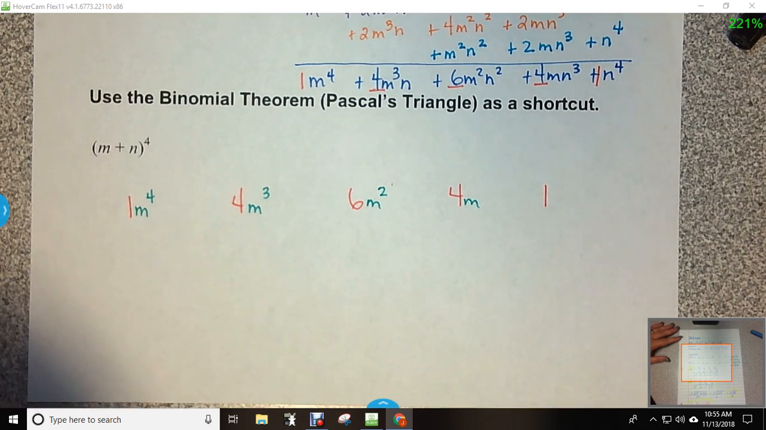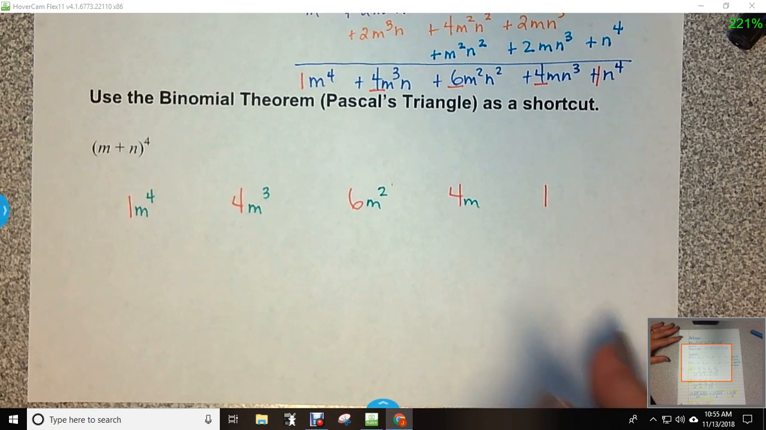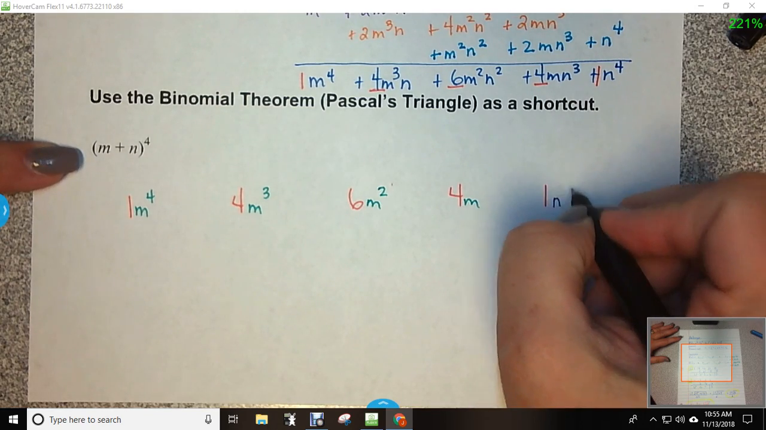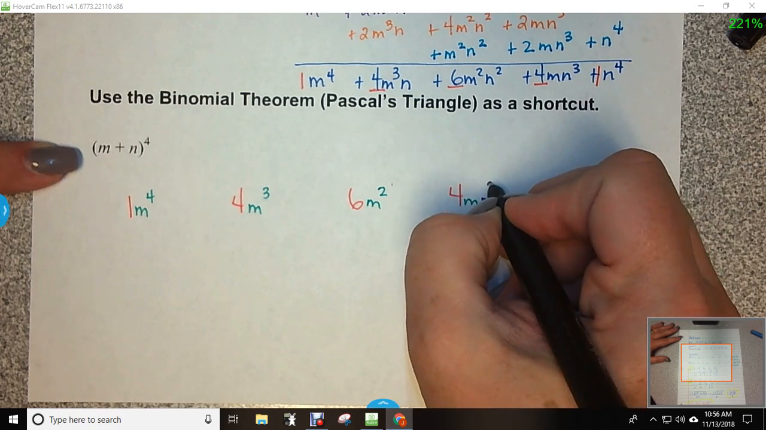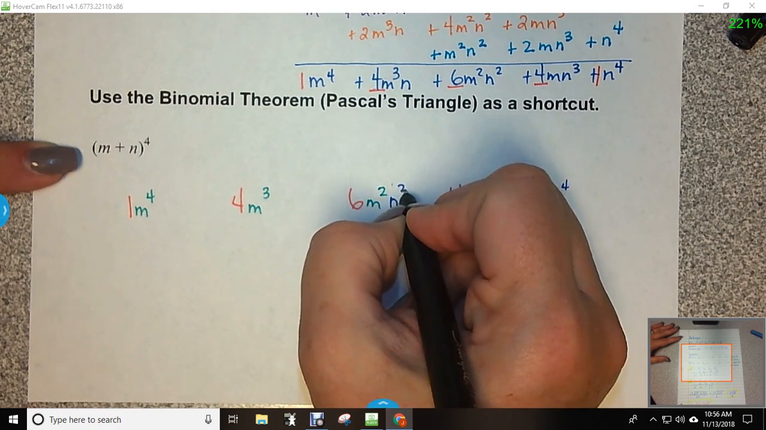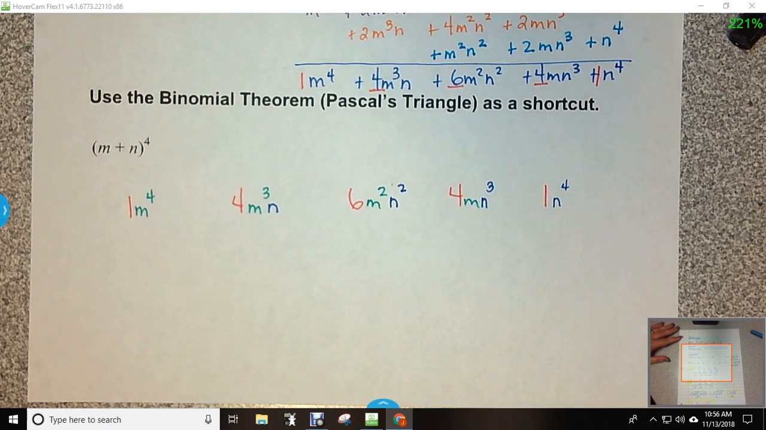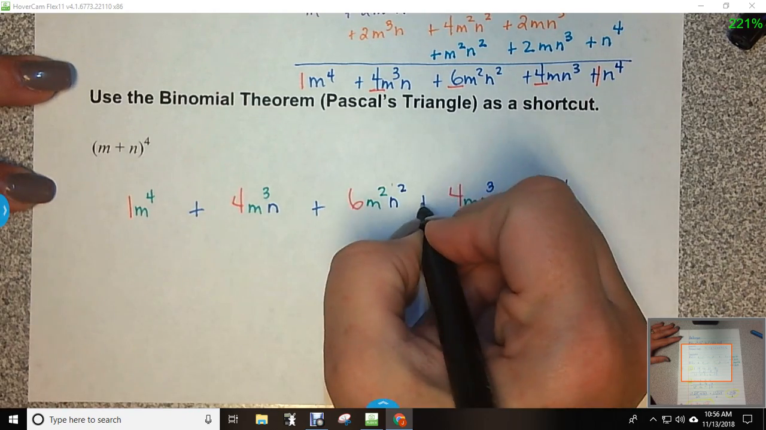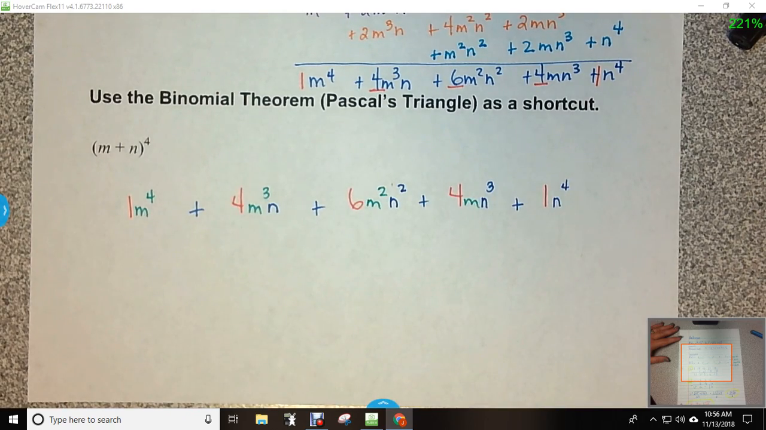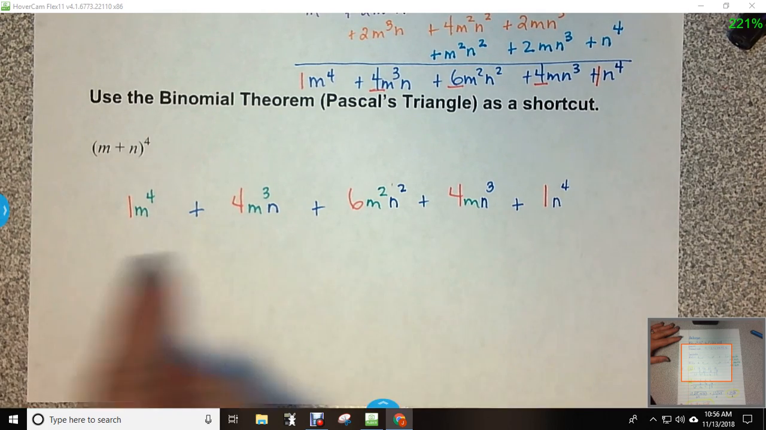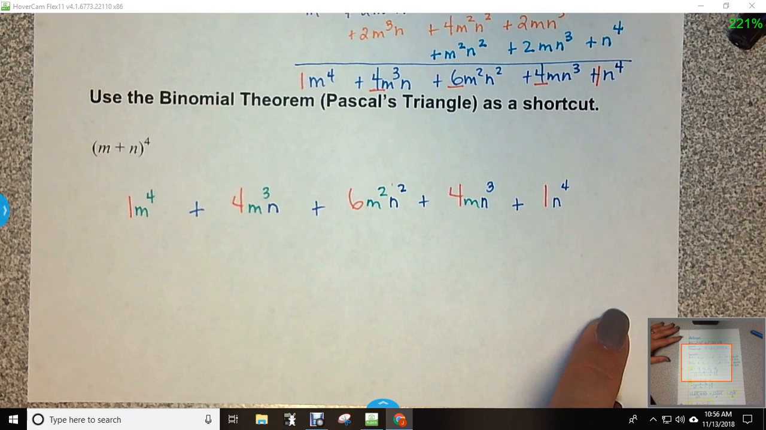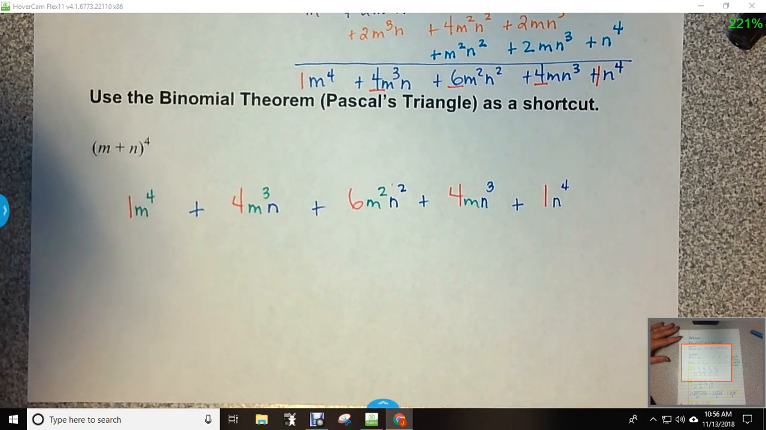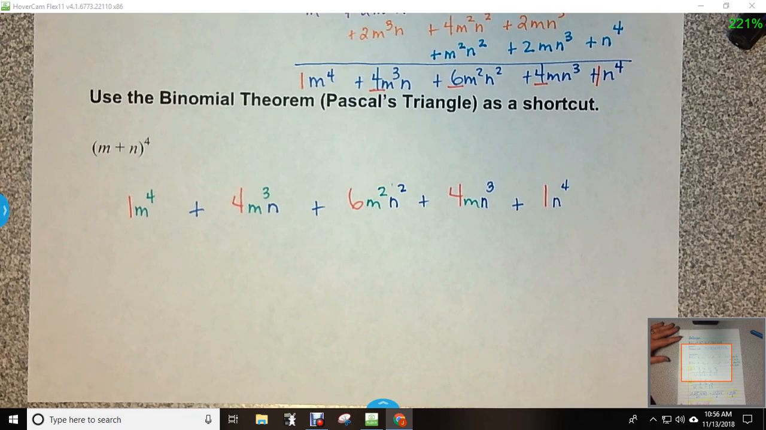Now, start back on the right-hand side, and I'm going to have n to the fourth, n to the third, n squared, n, and because that was a plus in the middle, all of these are going to be positive. And isn't that the same answer I got doing it the long way? So, for this problem, this was much, much shorter. We're going to look at a couple of others, and then, like I said, you can choose which way you like better.